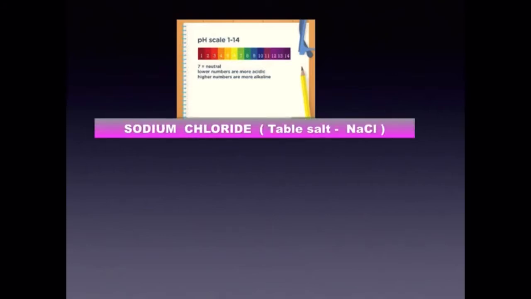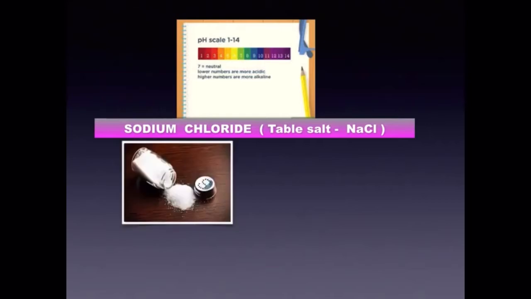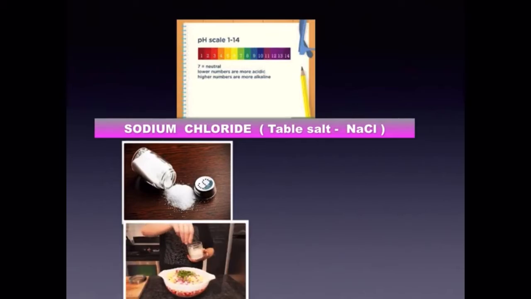The first salt is sodium chloride, common name table salt, chemical formula NaCl. Table salt or common salt, which gives a salty taste to food, is the most used of all salts. Its chemical name is sodium chloride. Sodium chloride is formed by neutralization reaction between sodium hydroxide and hydrochloric acid. And as we have already seen, this is a neutral salt and the pH value of its aqueous solution is 7. Now we shall see a few properties and uses.